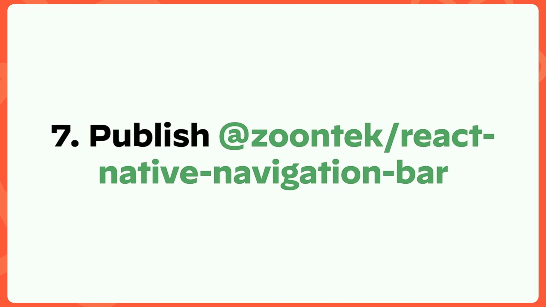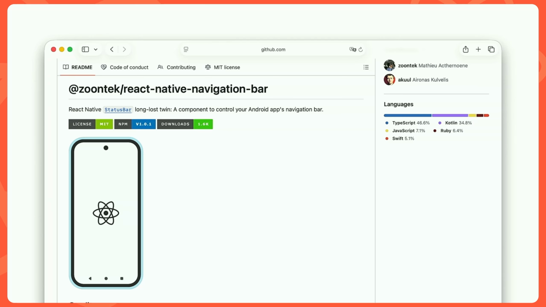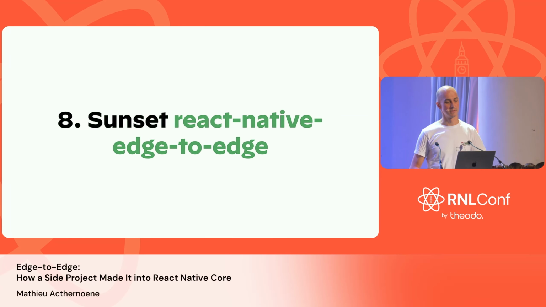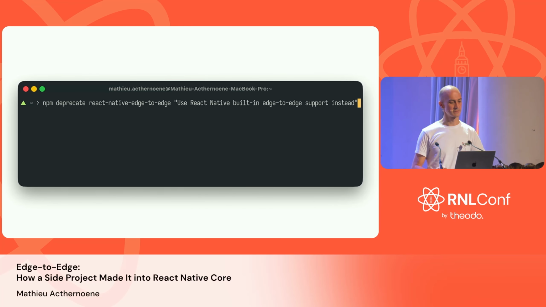Step 7, it's a bonus one. I published a package called React Native Navigation Bar, which mirrors the API of the status bar component. It lets you control the style of the Android button navigation bar. And finally, the last step: once adoption is fully complete, I will deprecate React Native edge-to-edge since it will no longer have a reason to exist. And I will push for using the built-in property instead.